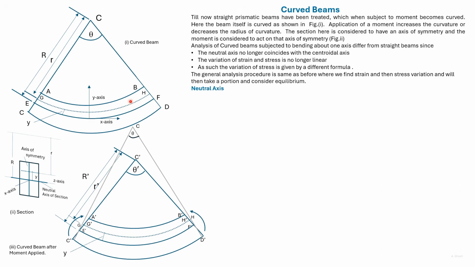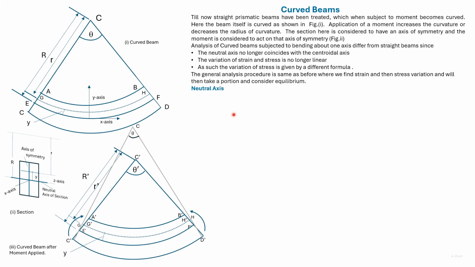Here, this curved beam has been subjected to a positive moment. The top fiber EP has become smaller. The bottom fiber CD has become larger. So, as in the case of a straight beam, there must be a neutral layer at which the length does not change. Here we have considered EF as the neutral axis.